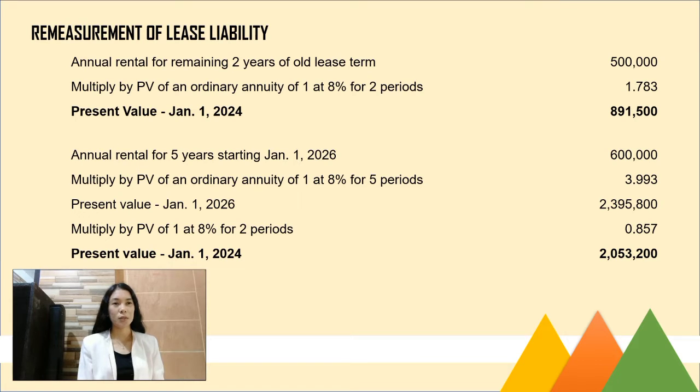mag-end yung computation natin. So since kailangan natin bumalik ng January 1, 2024, i-multiply natin yung present value natin kanina sa present value of 1 at 8% for 2 periods, which is 0.857. So the present value as of January 1, 2024 is 2,053,200.